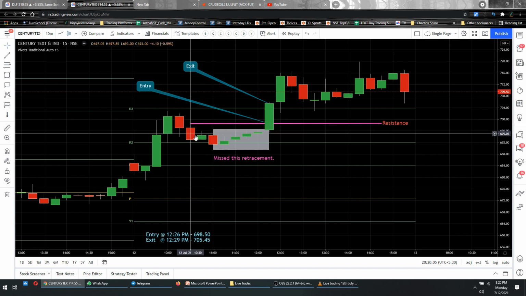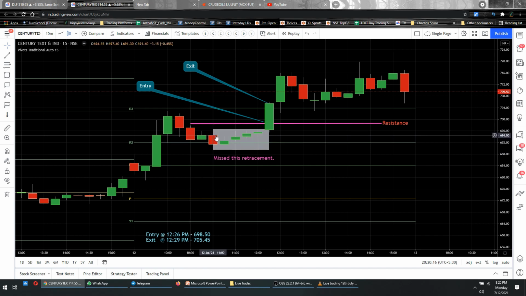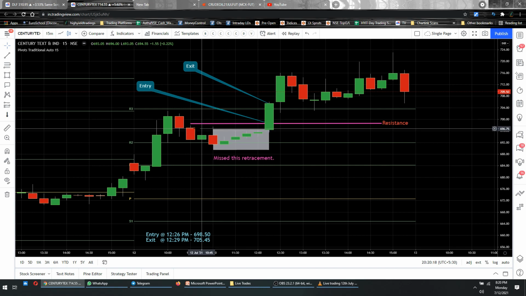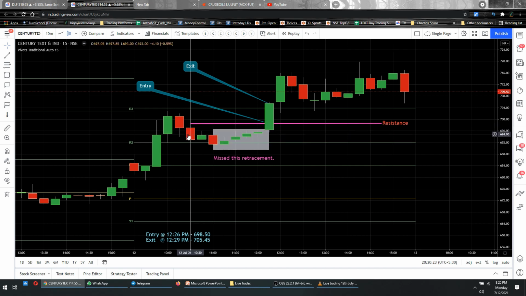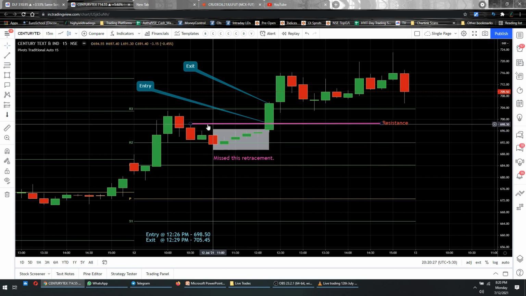Now these three candles, this red candle, this green candle, and this red candle again, are a 45 minute time. So CenturyTex was trying to breach this particular high or resistance for the last 45 minutes to 1 hour. So that for sure becomes a resistance.